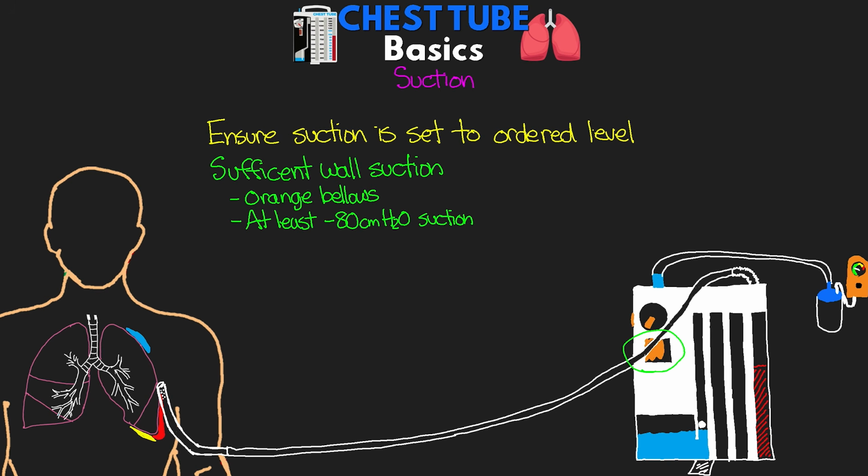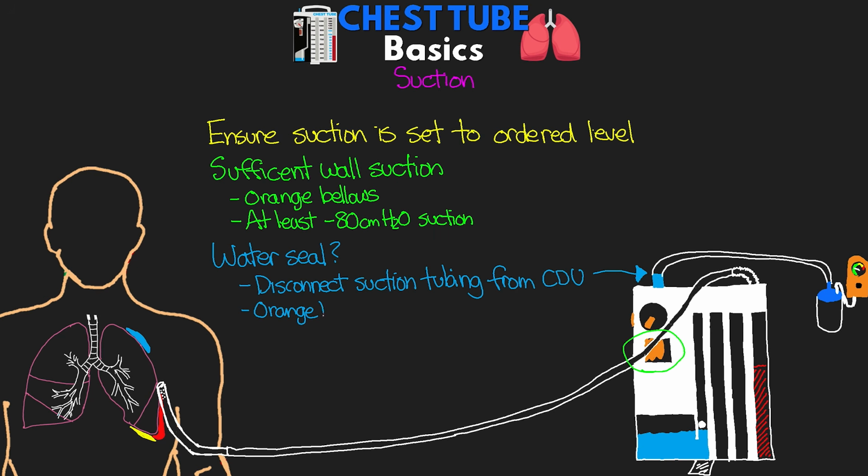to achieve the appropriate amount of suction that's ordered. And then if our patient is actually off of suction and ordered to water seal, then we want to disconnect the tubing from the unit itself, and this will allow the free flowing of air out of the top of the drainage unit. In the case of the Atrium unit, when we have the patient to water seal, we're not going to see those orange bellows expanded because we don't have the suction in place.